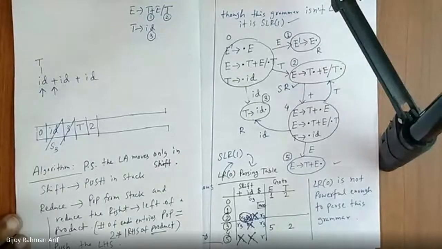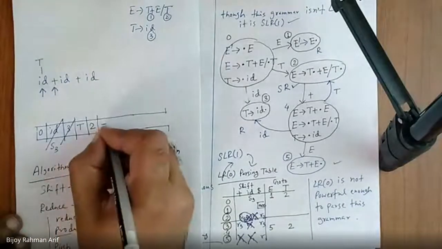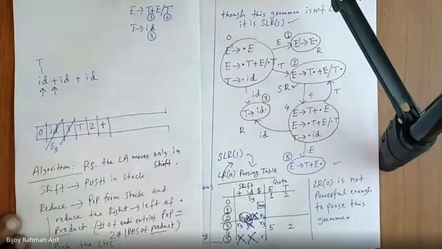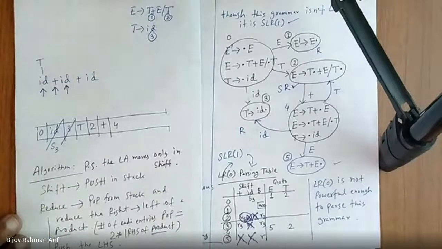Shift 4. In LR0, there are 2 entries. There is a conflict. But in SLR1, there is only 1 entry. So no conflict. So shift. What is shift? Push. I'm pushing plus and going to state number 4. So the look ahead is going to be moved. Now 4 is seeing ID.